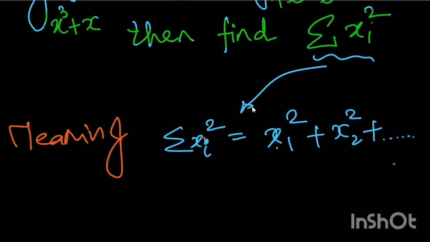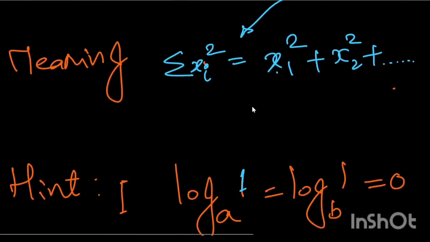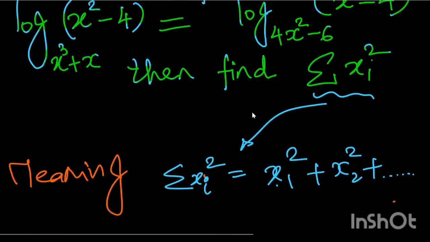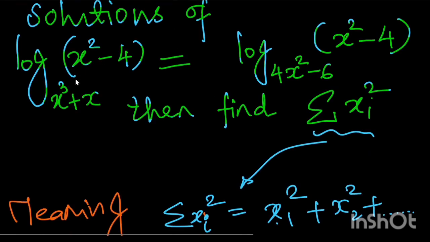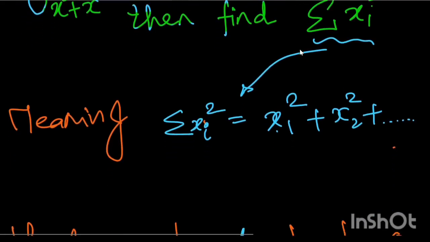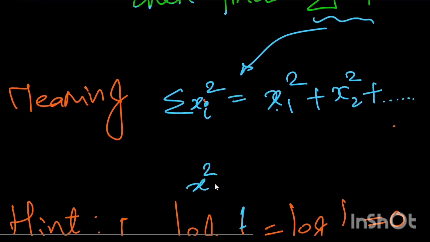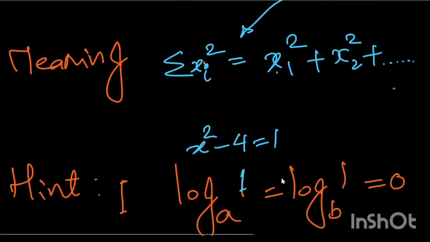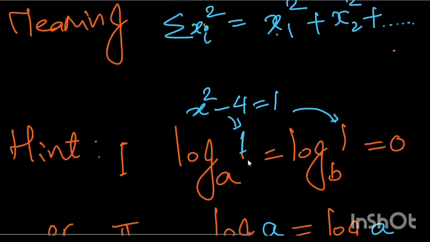Now how do we approach this, guys? As you can see here, x square minus 4, in this equation the argument is the same. So if I make the argument x square minus 4 equal to 1, both sides become 0 and it will be satisfied irrespective of any base value. So this is the first way to approach this.